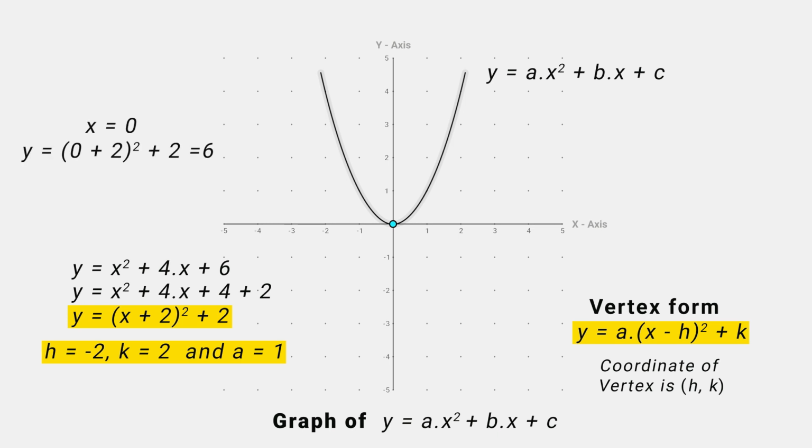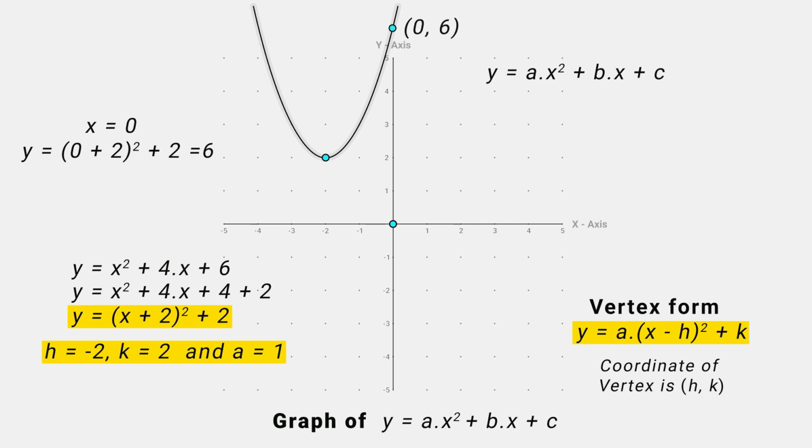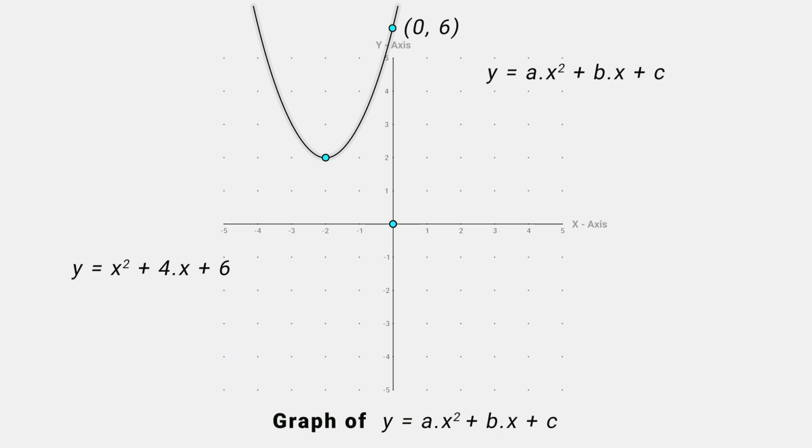Now if x equal to 0, we get y equal to 6. So vertex of quadratic function or parabola is minus 2 and 2, and it passes through 0 and 6. We can easily draw the graph of any quadratic equation with the help of transformation. In this case, we have to shift the graph of x square by 2 unit upward and then 2 unit toward left. In the fourth video of this course, we are going to learn about transformations.